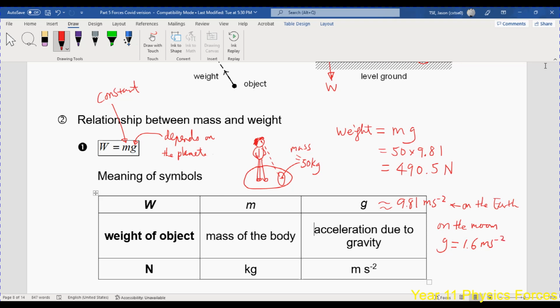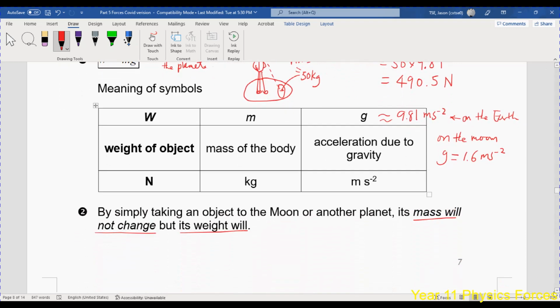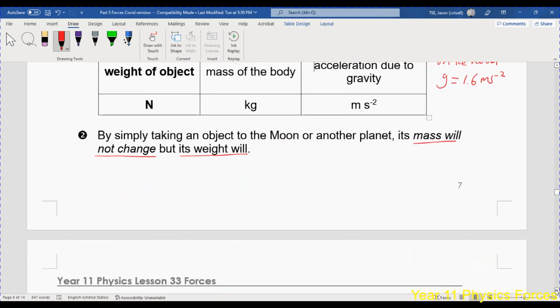So for example, if Victor travels to the Moon, then his mass will still be 50 kilogram, but his weight will become much smaller. His weight will become how much? 50 times 1.6, just 80 Newton. So it is much smaller than his weight on the Earth. All right. So here's the relationship. Weight depends on the planet and the mass. Mass is a constant.